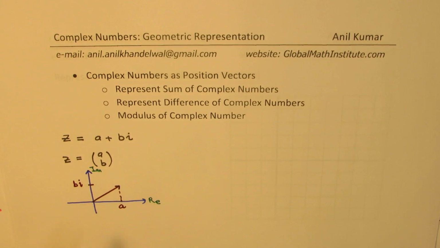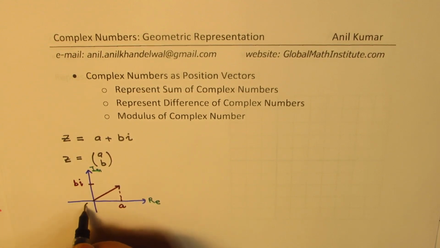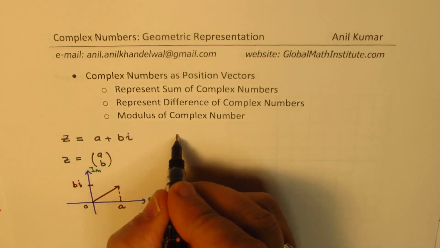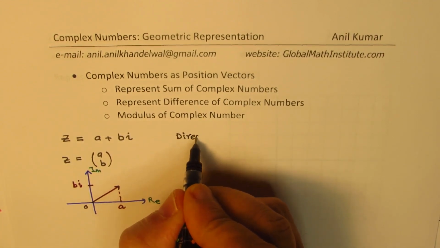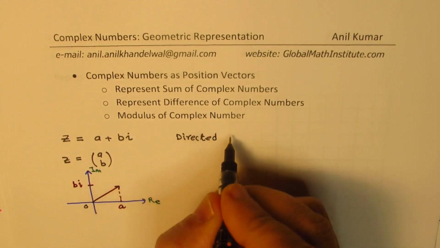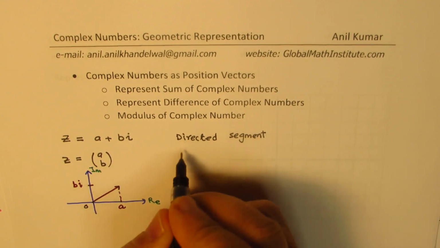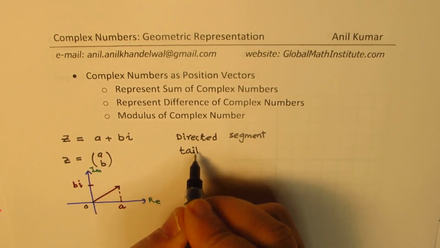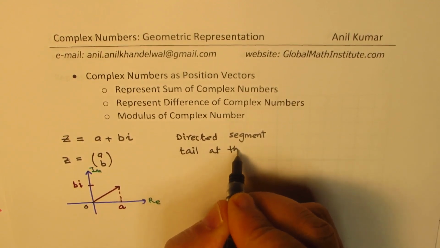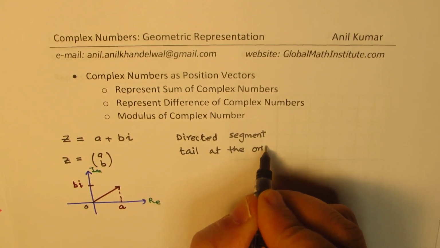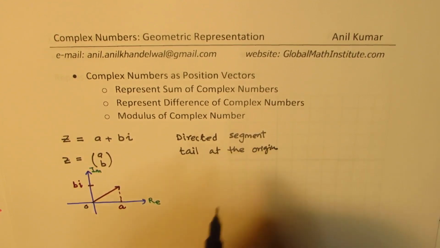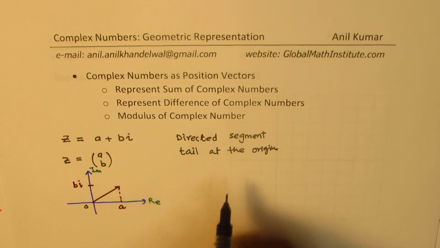So a directed vector with tail at the origin, so that's the origin. So what we are saying here is a directed vector. You can say directed segment with tail at the origin. Right, a tail at the origin.